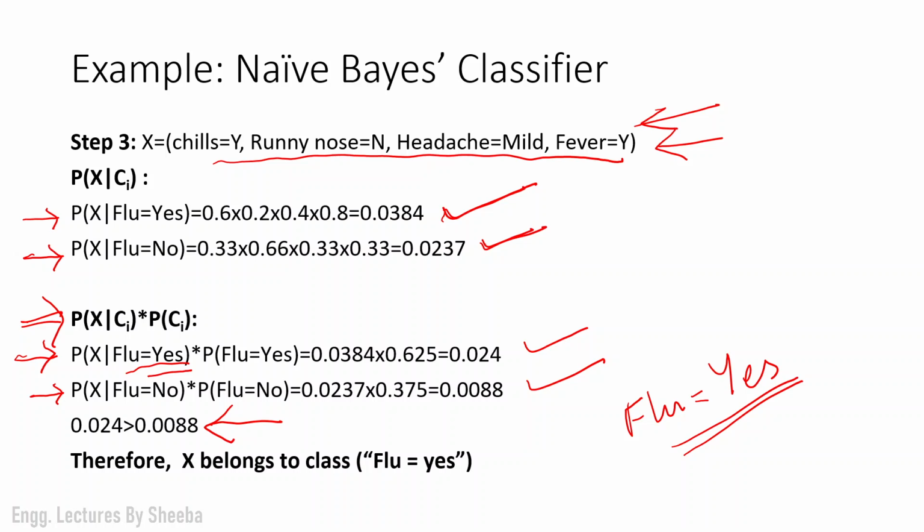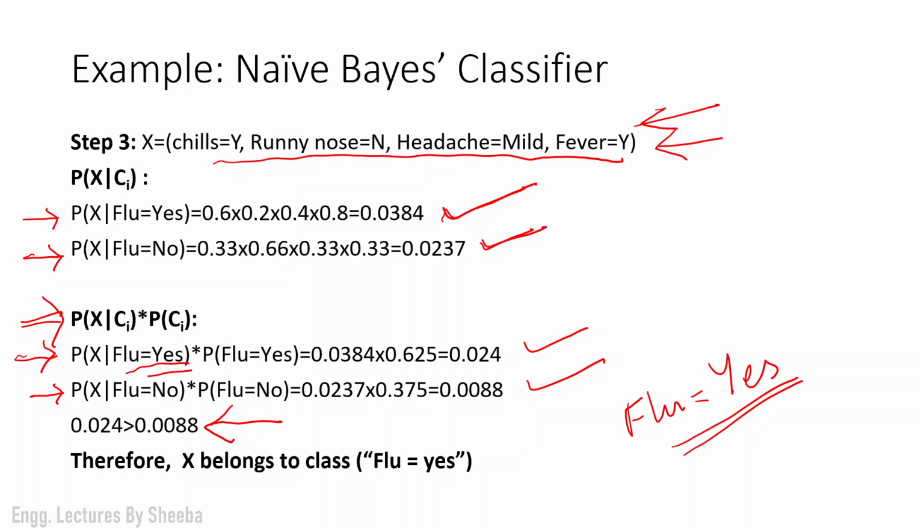You can use it to solve various problems wherein you can classify it as male, female, or spam, not spam, or for weather forecast, whether it is raining, whether a game will happen, whether that player will play or not. This type of problems you can do using this Naive Bayes classifier.